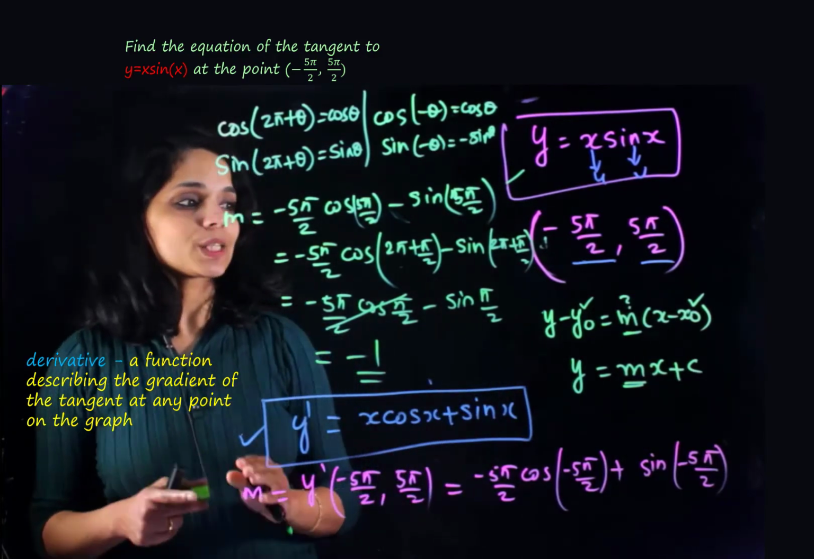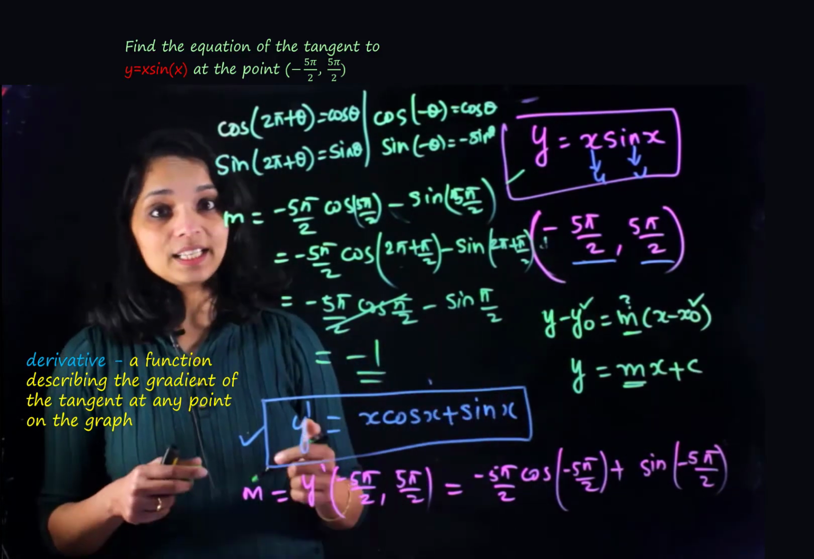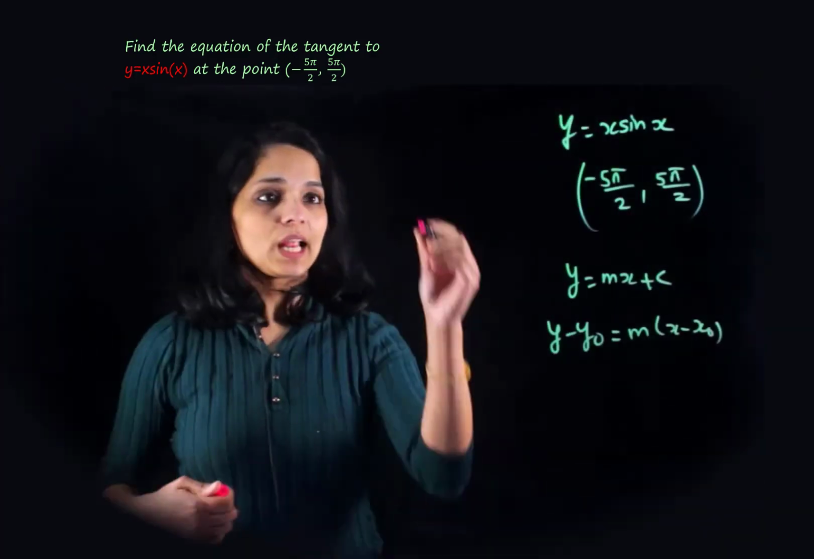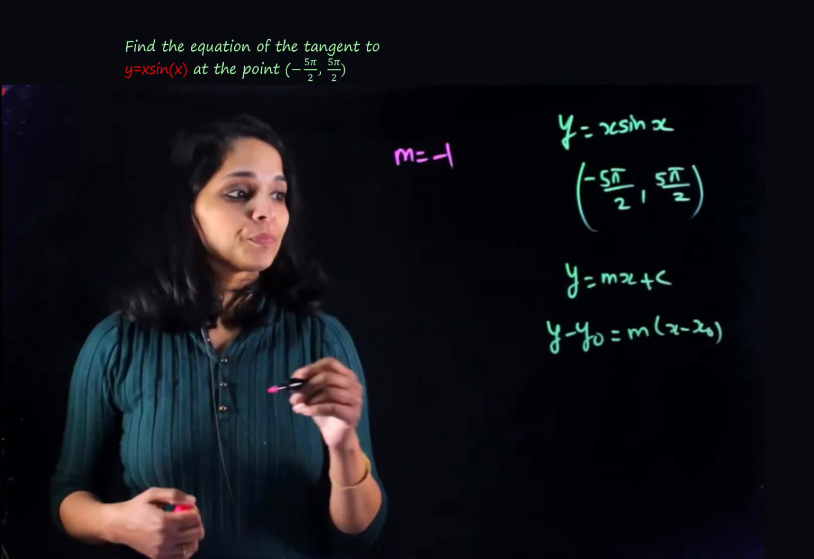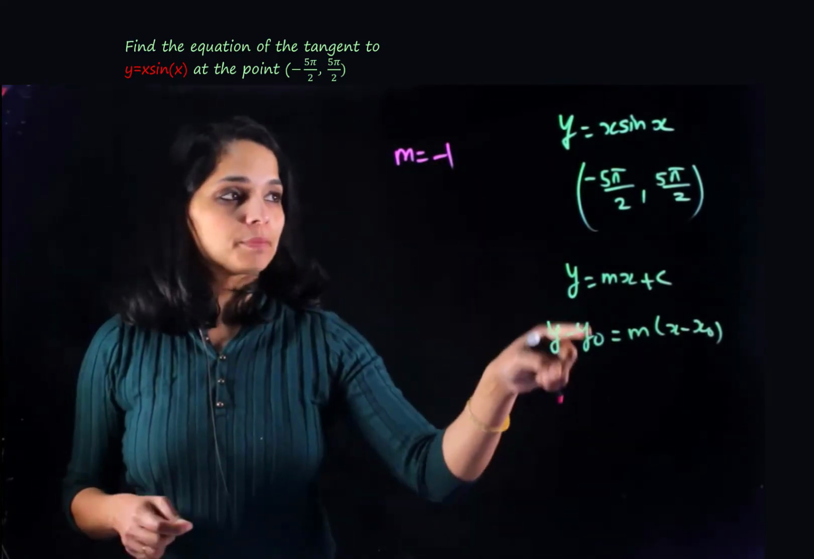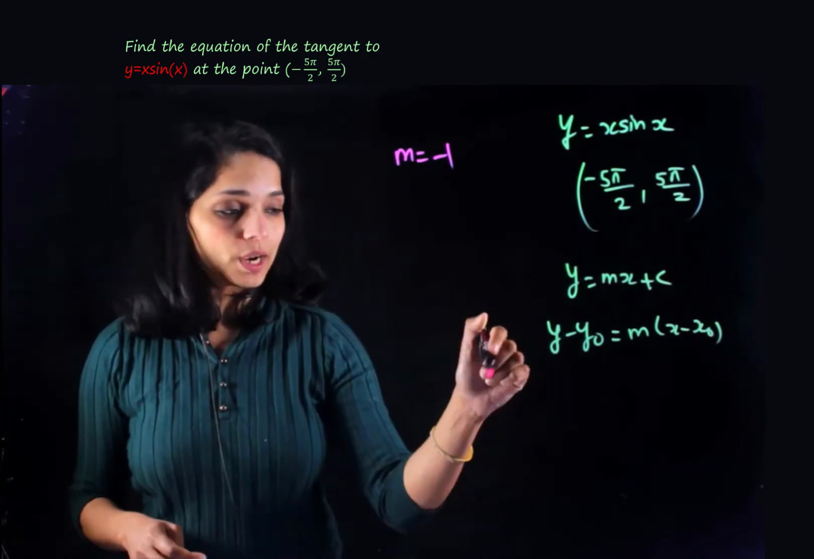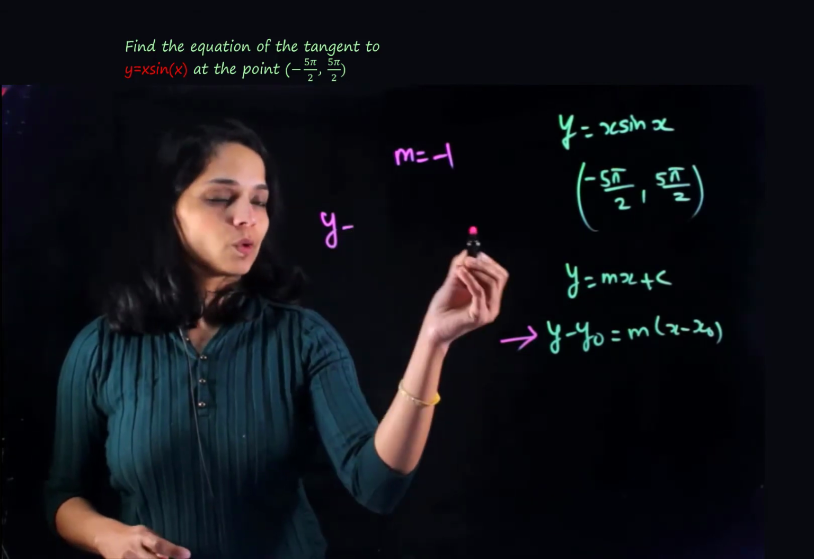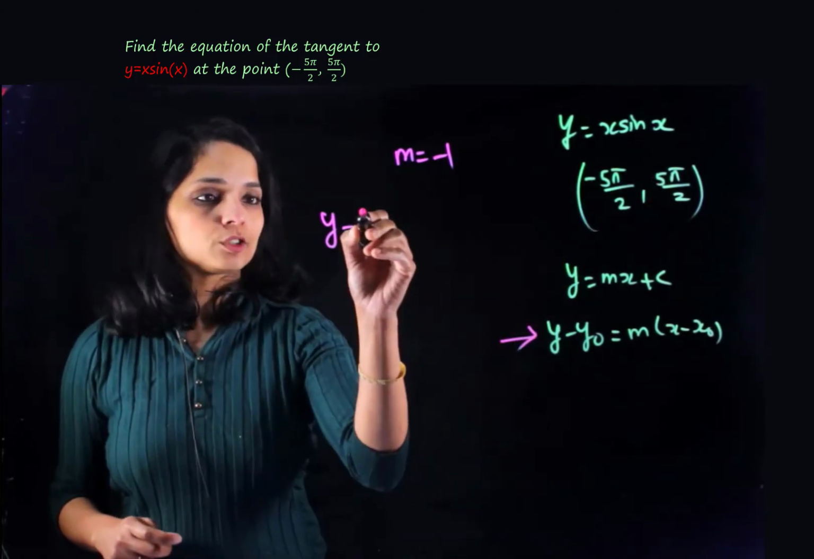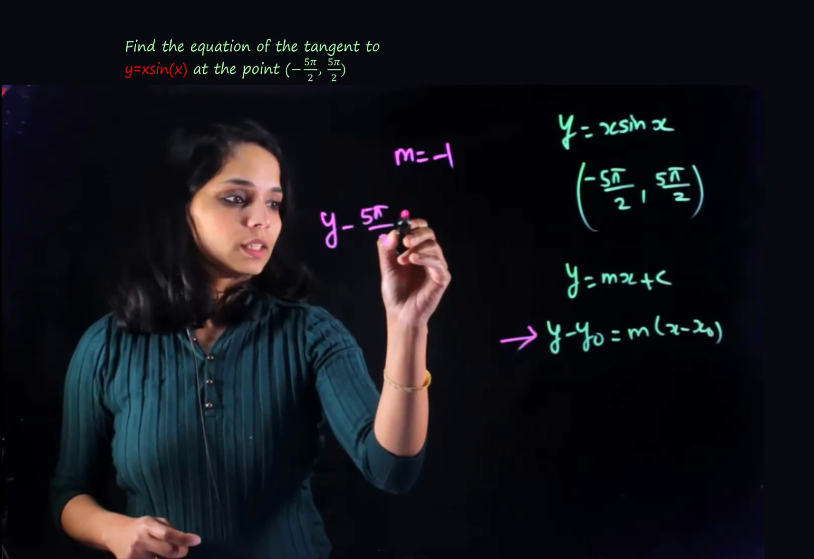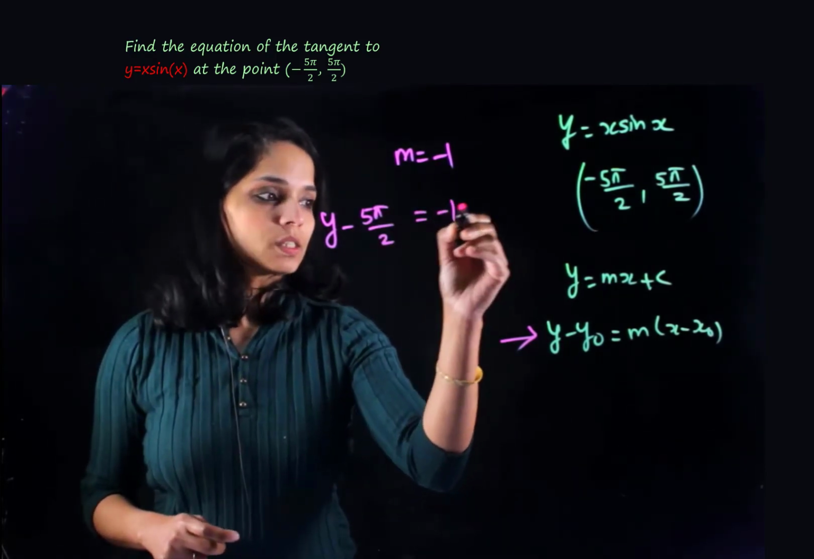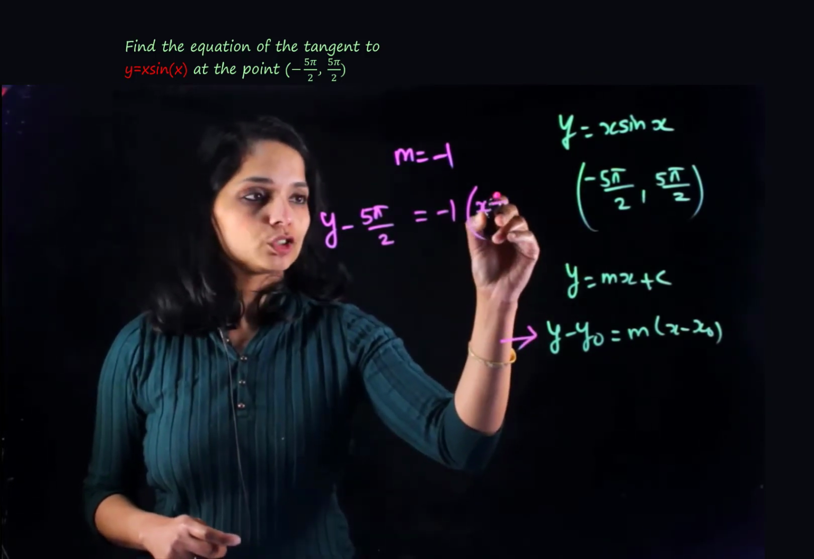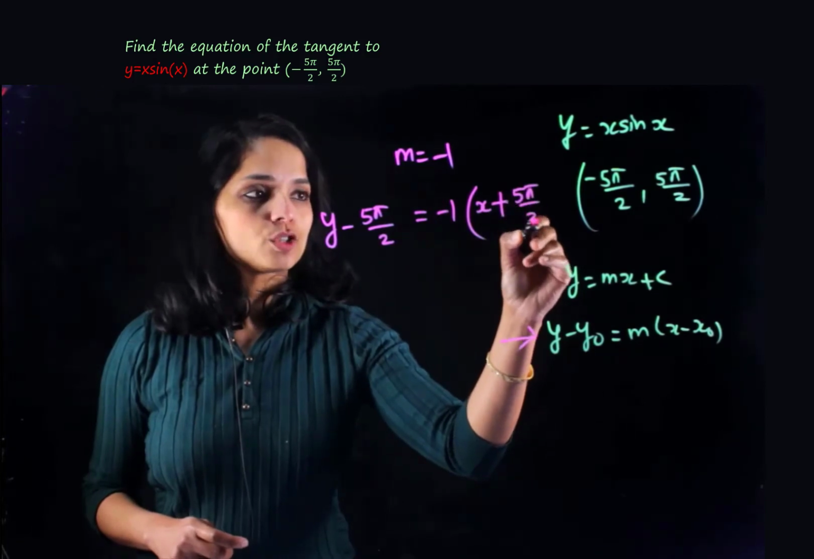So now it's all about substituting this value of m into this equation and getting the equation of the tangent at this particular point. So now we've got m equals minus 1, and we can substitute this value of m and this point into this equation to get the equation of the tangent line. So that becomes y minus y0, where y0 is 5 pi on 2, equals m, which is minus 1, times x minus x0, x minus minus 5 pi on 2, that becomes x plus 5 pi on 2.